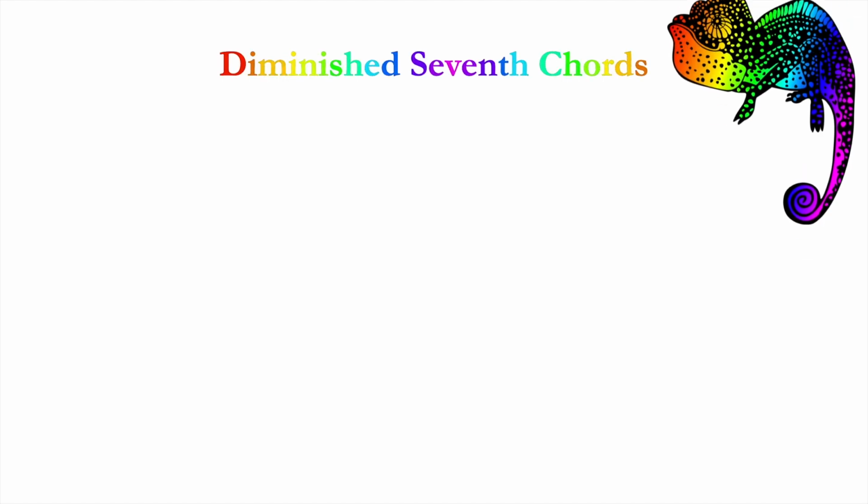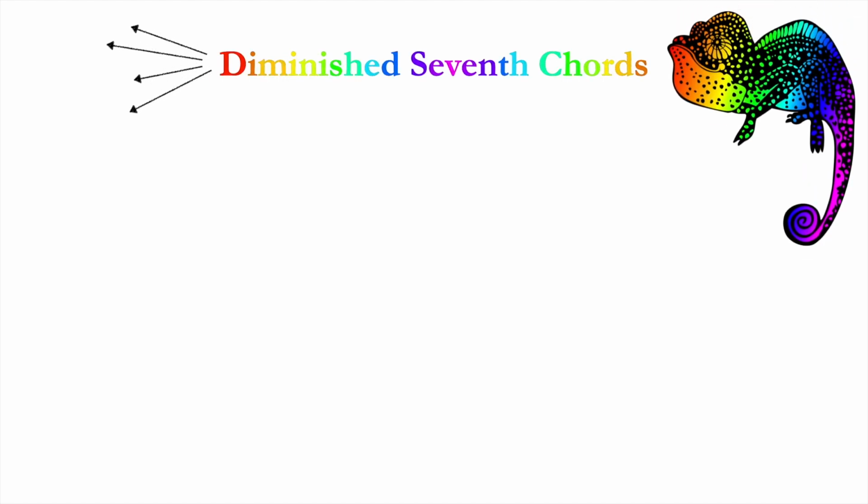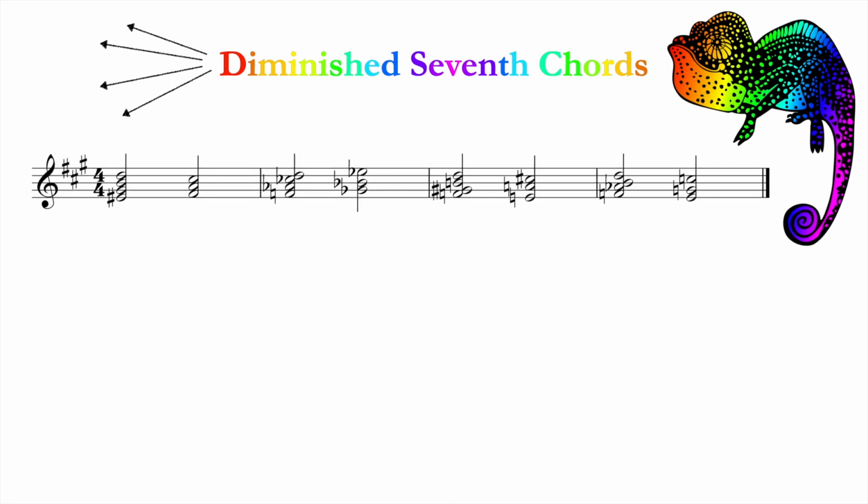Diminished sevenths are often useful in chromatic modulations, since they're by nature ambiguous. They can resolve equally well in several different keys. Let's see how. Here I've spelled 4 identical diminished seventh chords in 4 different ways. Each spelling leads to a different resolution, by treating a different member of the chord as a leading tone.